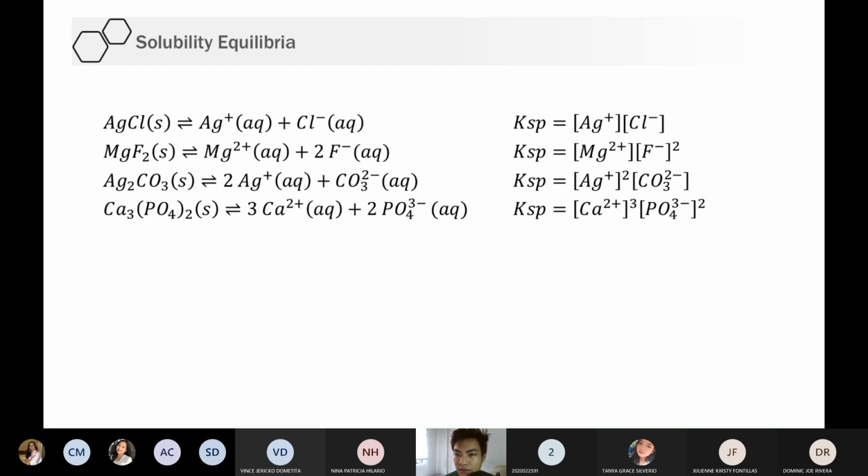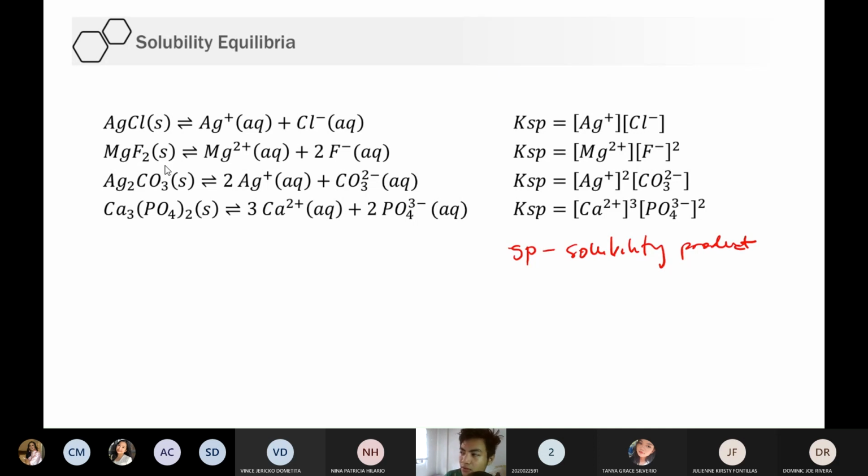So basically, when we say solubility equilibria, this describes the ionization of our precipitates. This equation shows us how our precipitates dissociate into their respective ions. So if we write the equilibrium constant, in this case, that's called the Ksp, the equilibrium solubility product. So yun yung meaning ng SP. So that is a solubility product, Ksp.